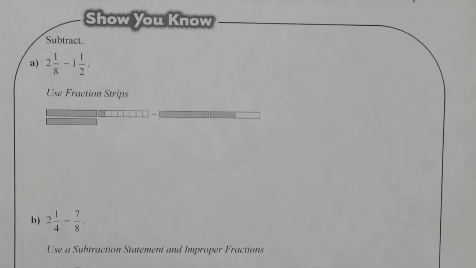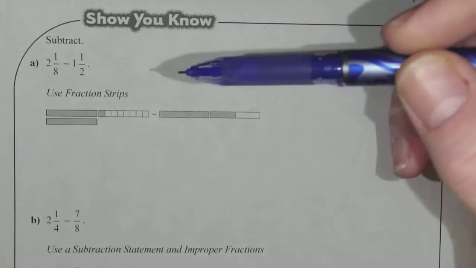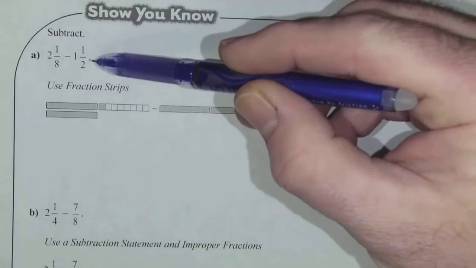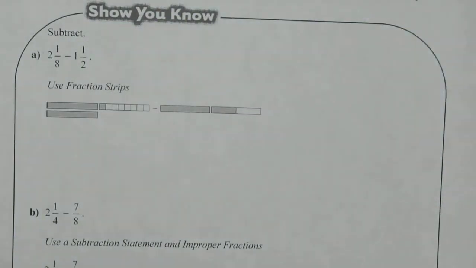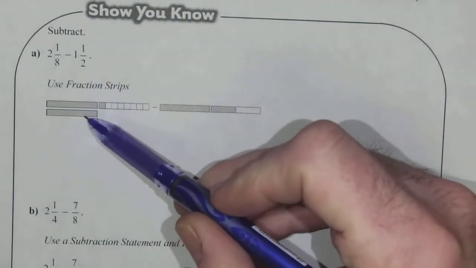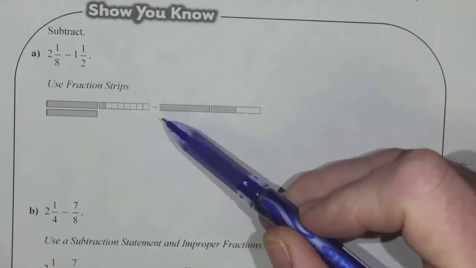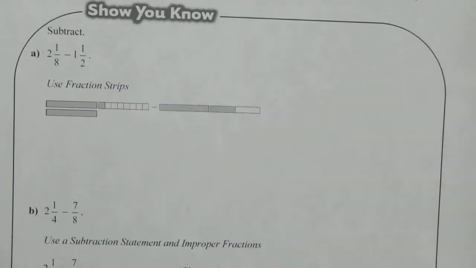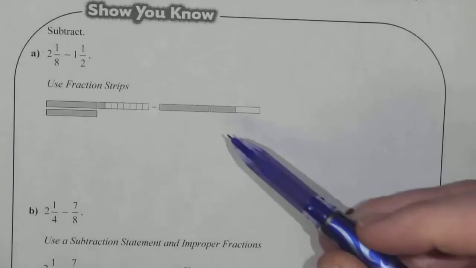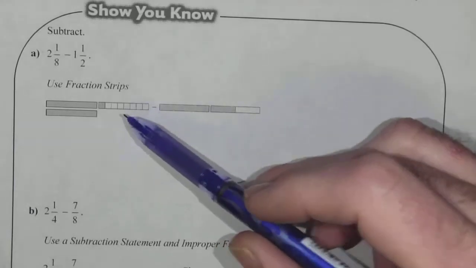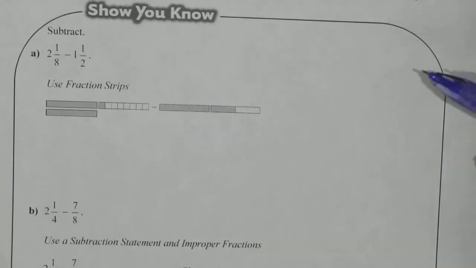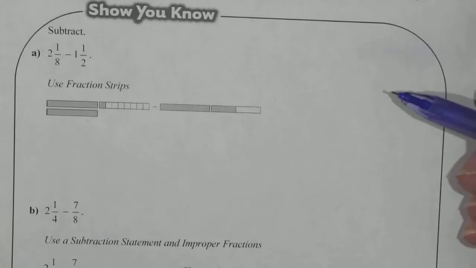All right, let's take a look at the show you know. So we're given two mixed numbers, 2 and 1/8 minus 1 and 1/2. So with fraction strips, we can see we've got 2 and 1/8 minus 1 whole and then a half. Now, we've got a half and an eighth. We're dealing with different size pieces, so we know that that's not going to work.